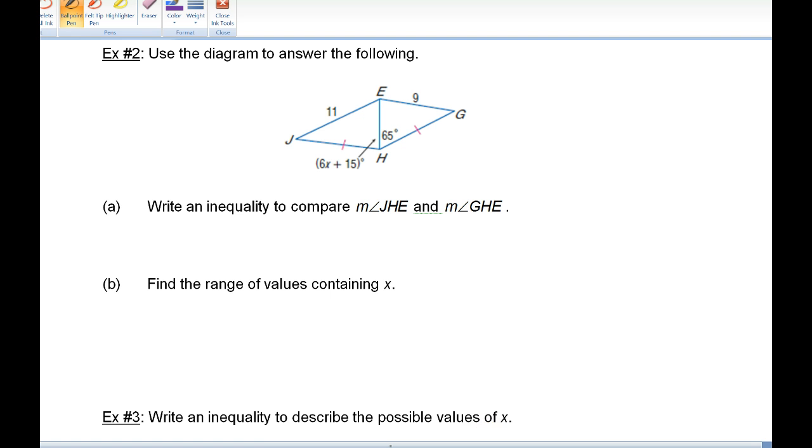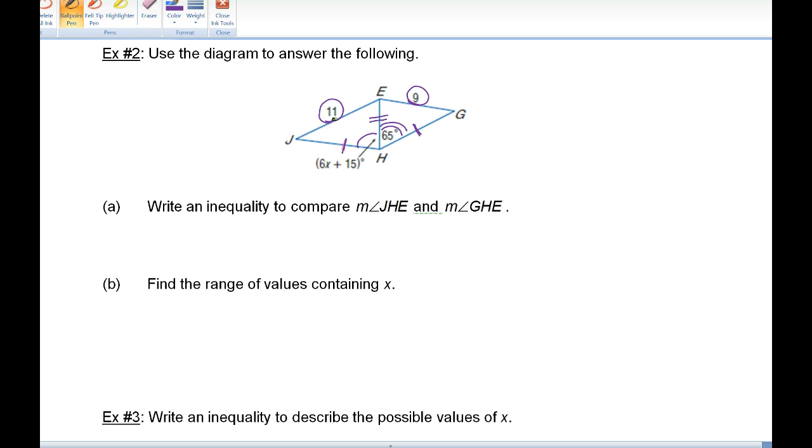Okay, the next one. So I see these sides are already congruent, kind of the same thing as the one before, and they share a side. So I'm looking at this angle and this angle, right? GHE is greater, and I'm looking at their opposite sides.